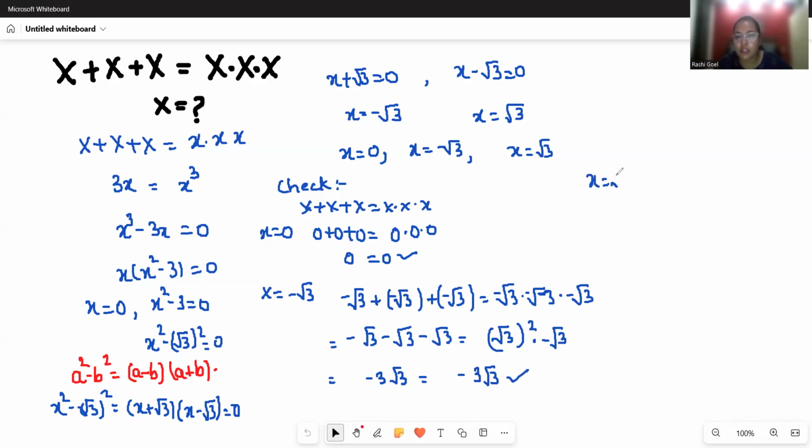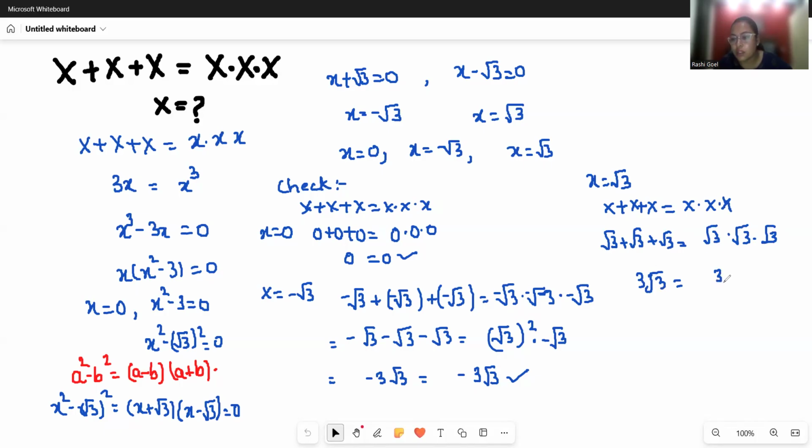Now check with x equal root 3. So x plus x plus x equal x times x times x. So it's root 3 plus root 3 plus root 3 equal root 3 times root 3 times root 3. So it's 3 root 3. And here root 3 times root 3 is 3 and here root 3. So all are verified. So all three values of x are correct.